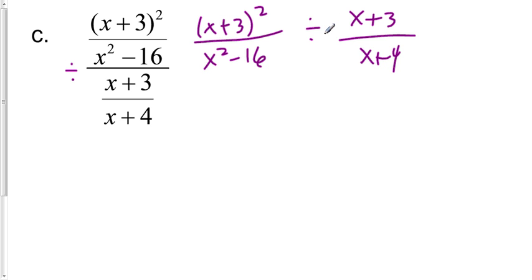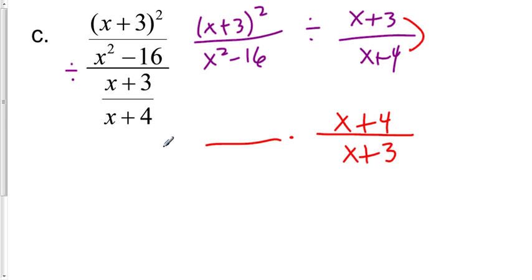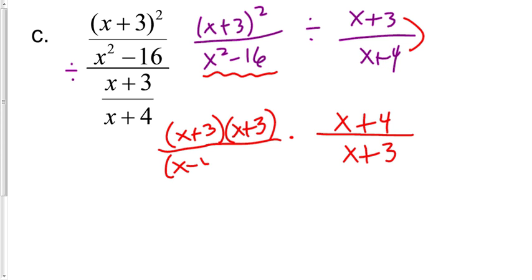Now we want to multiply by the reciprocal, and as I rewrite this, I'm going to put them into factors. So I'm going to flip this fraction over into x plus 4 over x plus 3. And in the numerator up here, I've got x plus 3 squared. That means there's 2 of them. I'll rewrite it twice. And then in the denominator, I have a difference of 2 squares. X squared minus 16. That's x minus 4 times x plus 4.